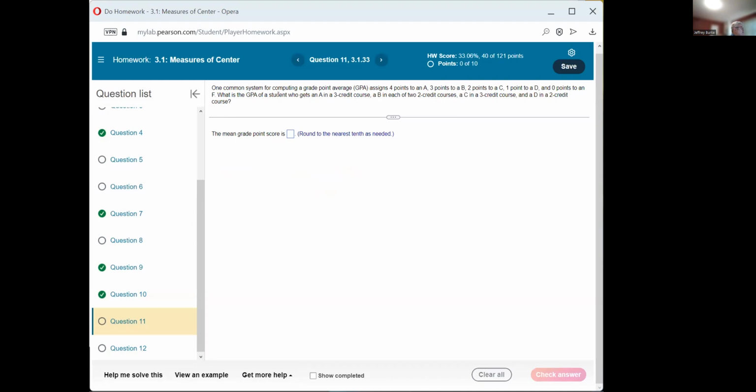Okay. One common system for computing a grade point average assigns 4 points for an A, 3 points for a B, 2 points for a C, 1 point for a D, and 0 points for an F. This is why I believe we're going to actually create the information here. So what is the GPA of a student who gets an A in a 3-credit course, a B in each of two 2-credit courses, a C in a 3-credit course, and a D in a 2-credit course? So we're going to take a look at that question.